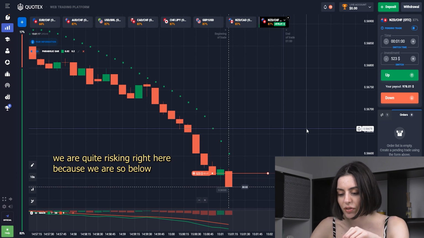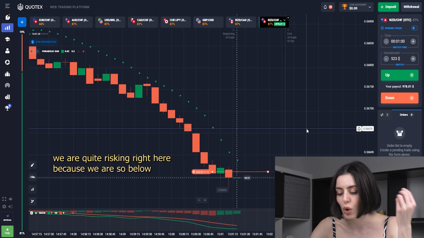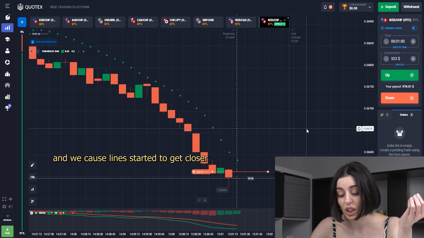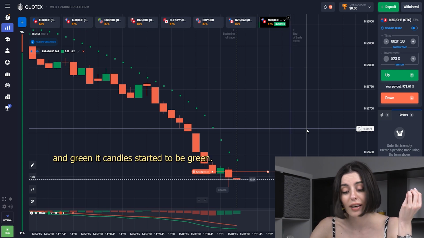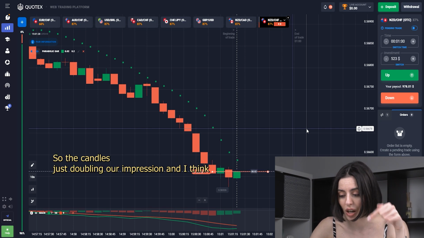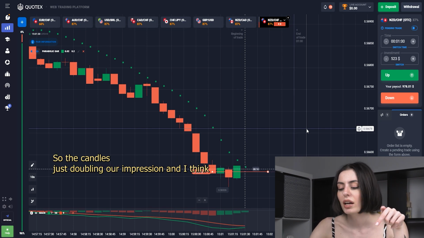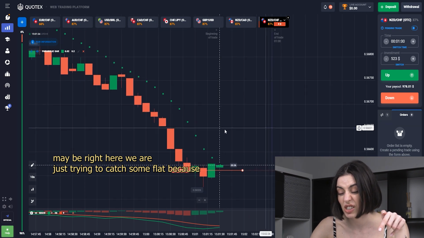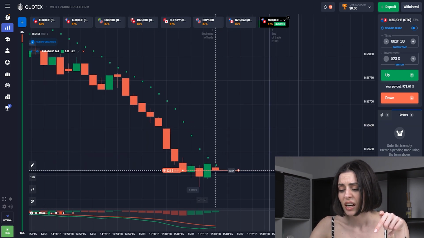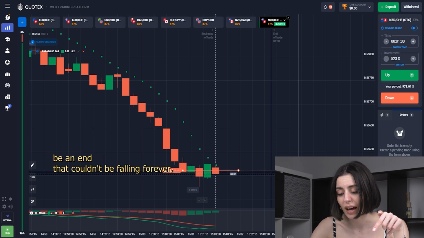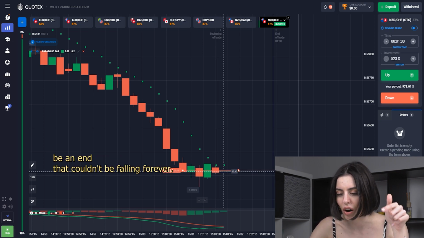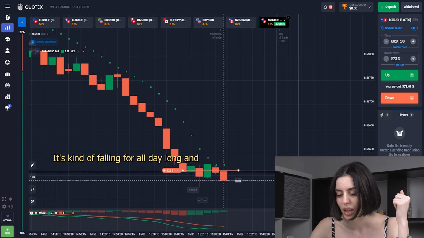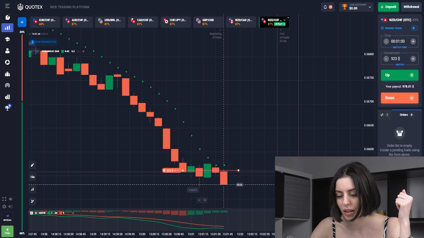We are quite risking right here because we are so below. And because lines started to get closer and candles started to be green, so the candles just doubling our impression. And I think maybe right here we are just trying to catch some plateau because there's supposed to be an end. It couldn't be falling forever. It couldn't be falling for all day long.